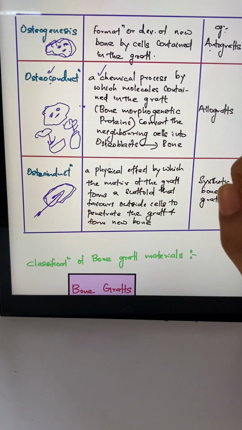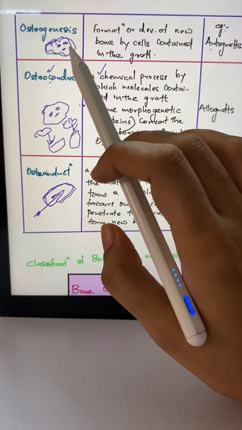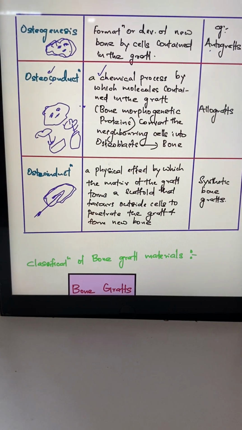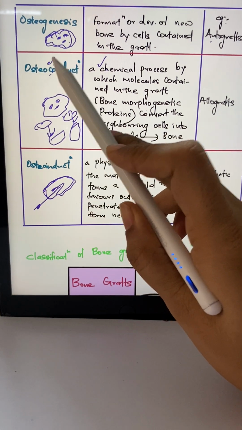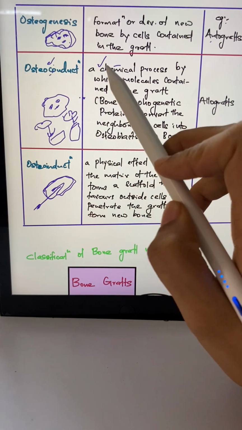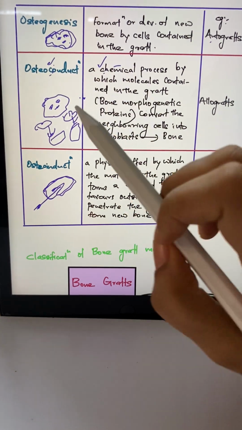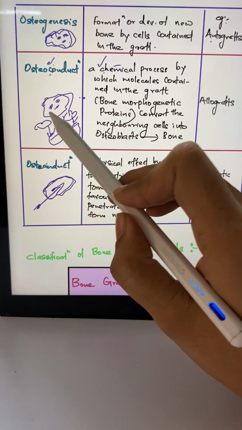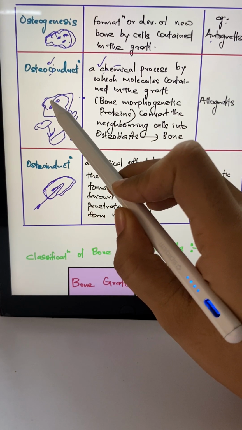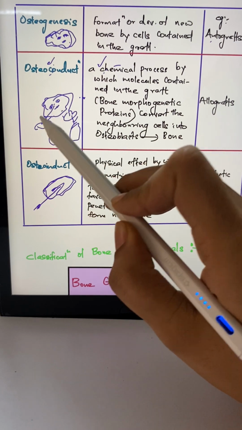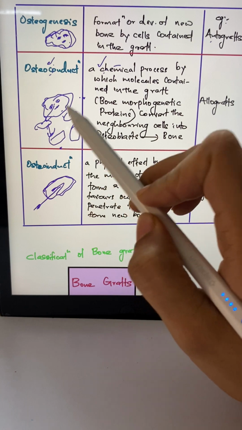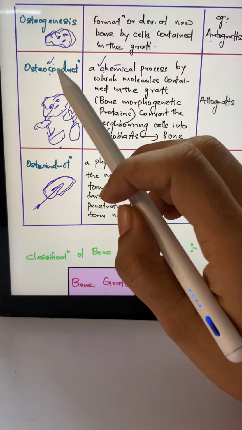So in the case of autograft, the process happening is osteogenesis. Whereas in allograft we take the graft from a different person, from human to human, and that is osteoinduction. It is a chemical process by which, see, if this is the graft, it has certain molecules like bone morphogenetic proteins, and these proteins convert the neighboring cells into osteoblasts, and then can lead to the formation of bone. This is the osteoinduction process.